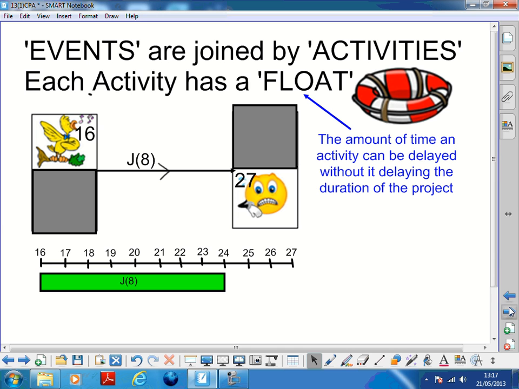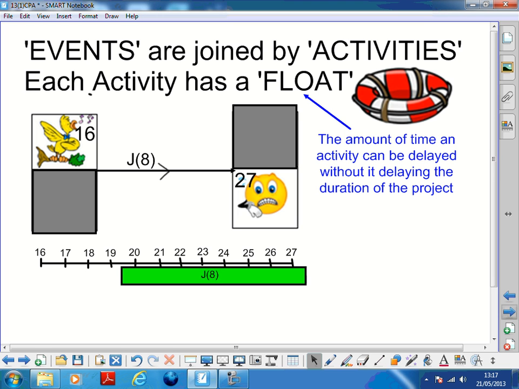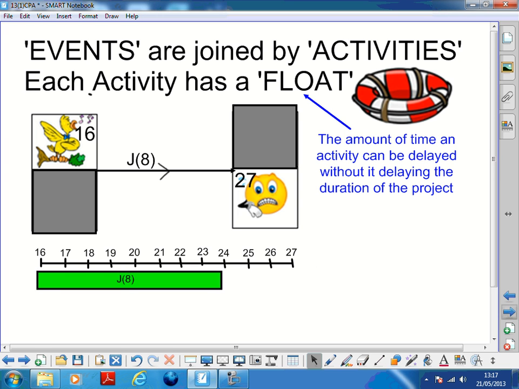Now the float of an activity is whether or not it can be delayed, and if so, by how much without affecting the project. So this J, for example, it has to go earliest 16, it's got a length of 8, doesn't have to finish until 27, so you can think of it like this, moving about. So it could start at 16, it could be delayed again, it could be delayed again, there's no issue. If it gets delayed again, we've got an issue because it's not finishing by 27. So the float is how much it can be delayed.